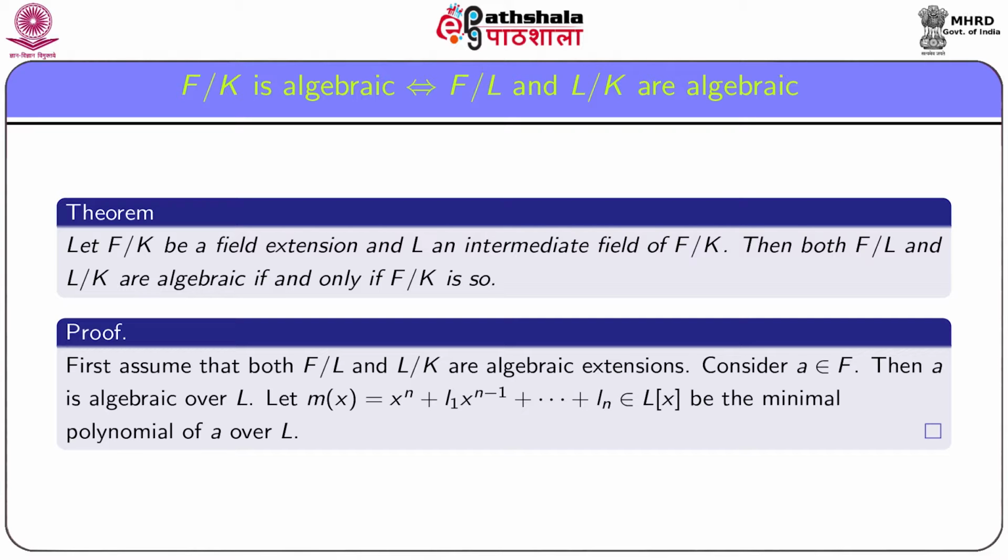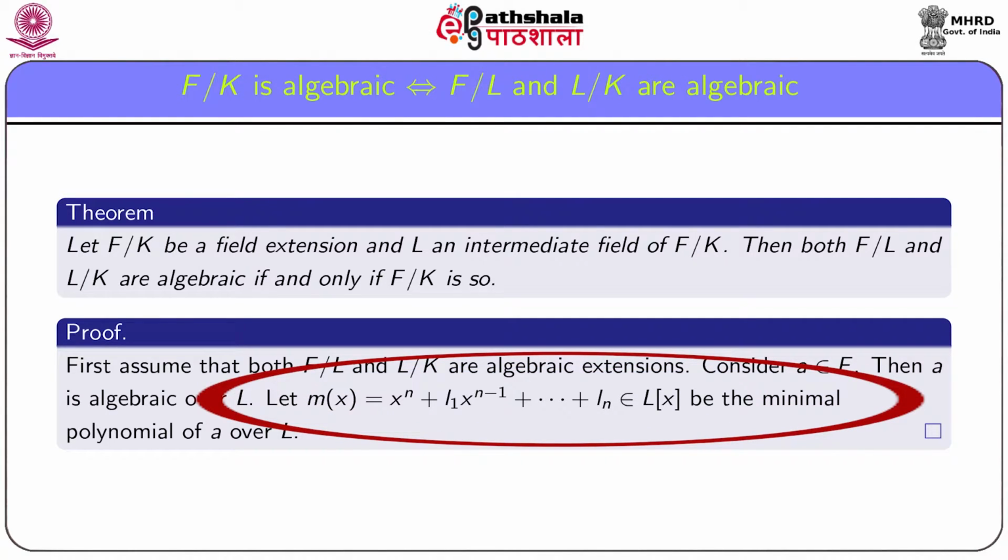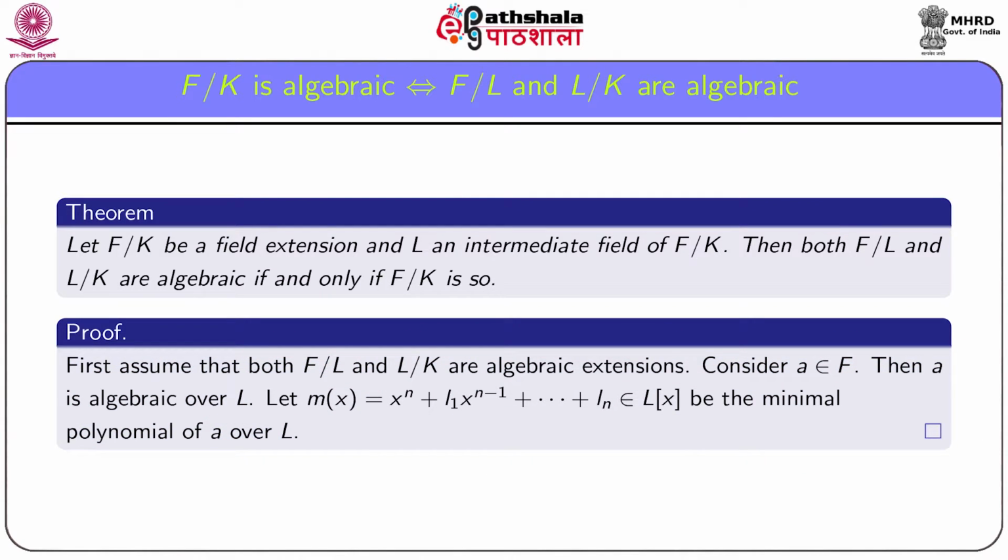For this, consider an arbitrary element a from F. We are to show that a is algebraic over K. Since F is an algebraic extension over L, a is algebraic over L. Suppose that m(x) equal to x to the power n plus l1 x to the power n minus 1 plus so on plus ln belongs to L[x] be the minimal polynomial of a over L.